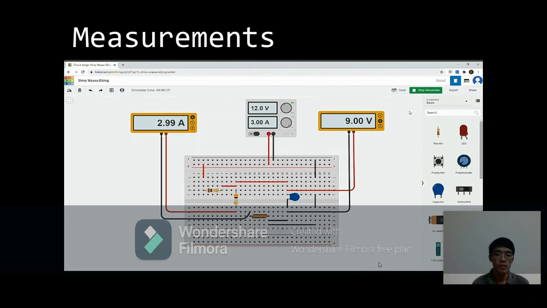which now, if you take notice, it has stopped at the value of 3 ampere and 9 volts. So I stop the simulation, and there you have it.